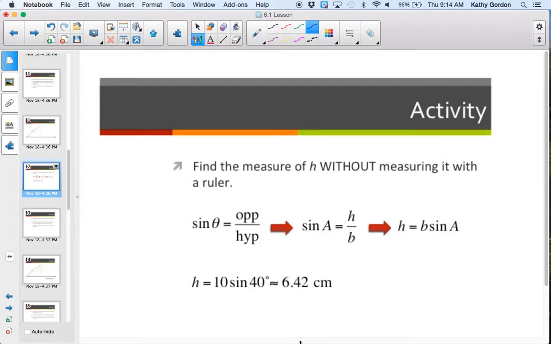Okay, got your measurements? Okay, you guys got it? You guys got H?